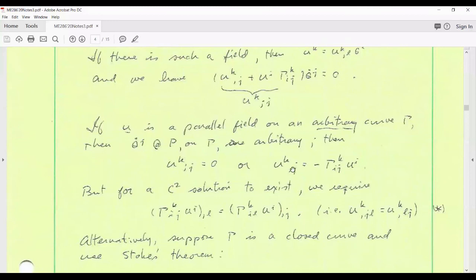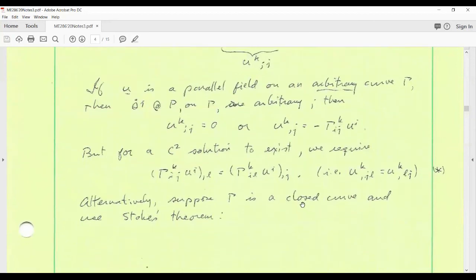Suppose we're looking for a C2 vector field so that the u^k's are twice differentiable with respect to the coordinates. That means u^k comma jl, let's say, which would be the l derivative of this, would have to be equal to u^k comma lj, which would be, so you replace j by l and take a j derivative. So those would have to be equal. Okay, that's just the restatement of what I've just mentioned.